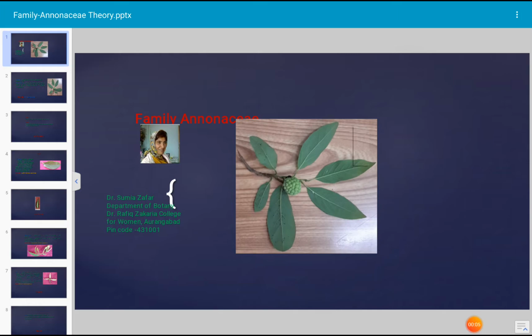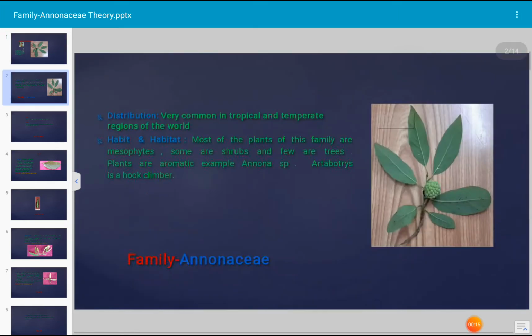Today's topic for discussion is family Annonaceae. Let us see the description of the plants of family Annonaceae. It is a very common family, and plants of Annonaceae are very common in tropical as well as temperate regions of the world.